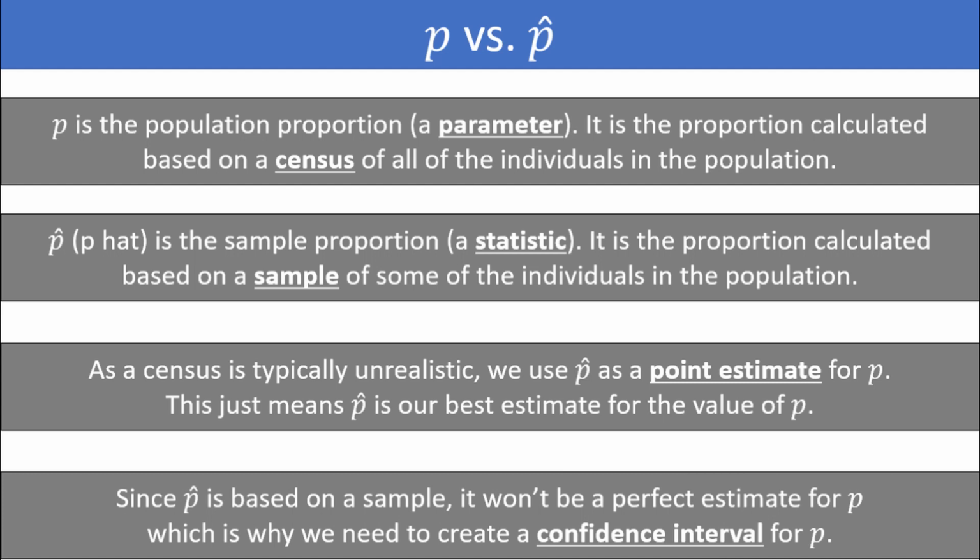Since p hat is only based on a sample, we can expect it to be off by a little bit. The sample proportion most likely will not exactly match the population proportion. This is why we need to create a confidence interval centered around p hat. We will have a range of values to which we believe the true population proportion falls with some degree of confidence.